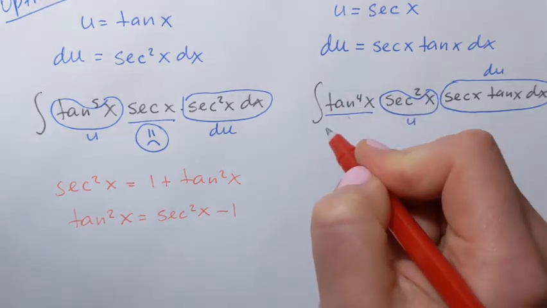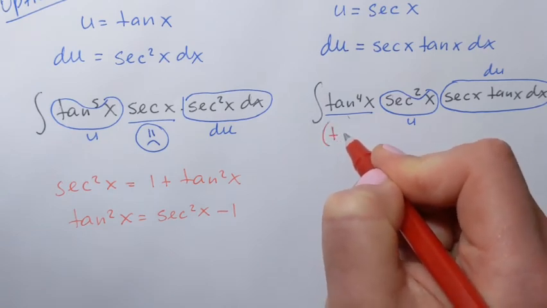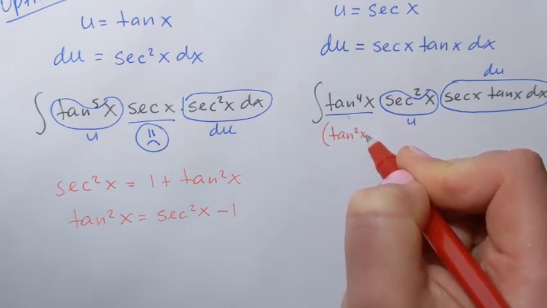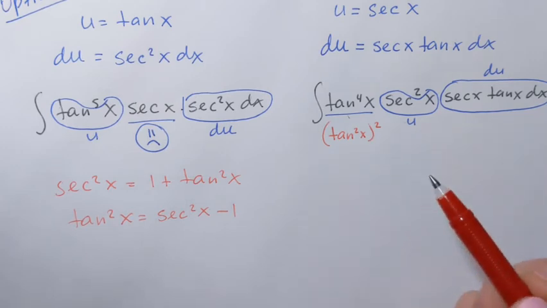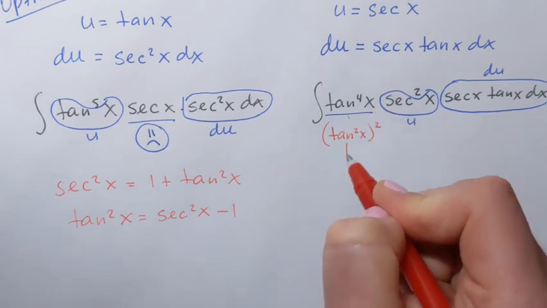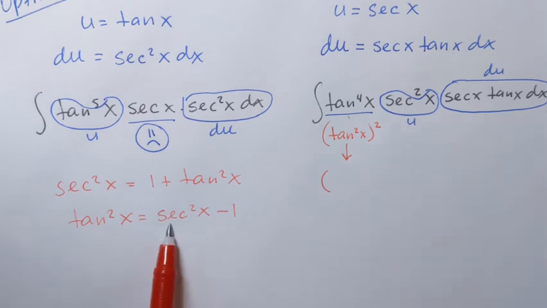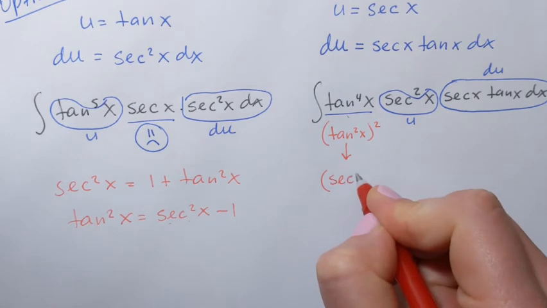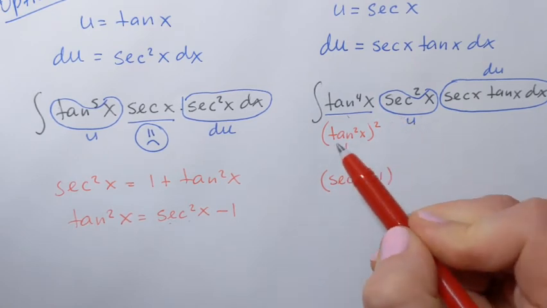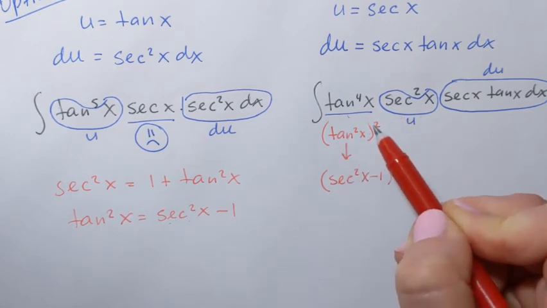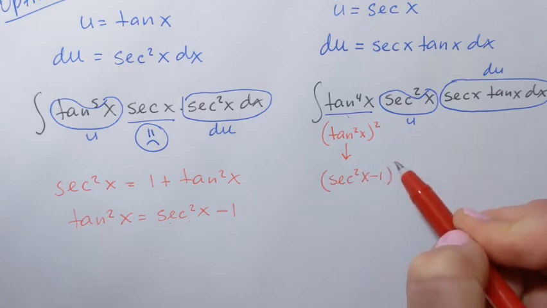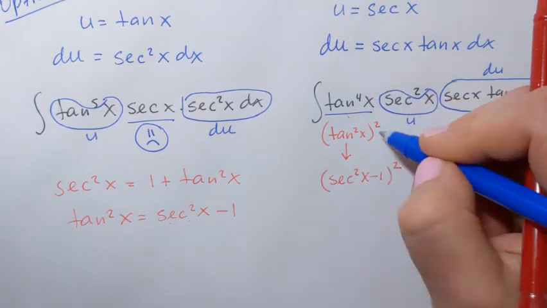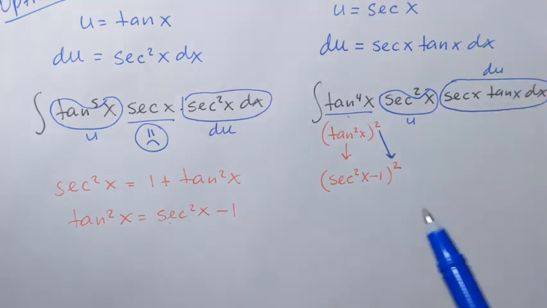Well, that's totally fine, because tangent to the fourth power I can write as tangent squared of x and then squared again. That makes the fourth power, right? And this tangent squared here, I will replace by secant squared of x minus 1 from my identity. Secant squared of x minus 1. Well, since tangent squared was squared, it means that this expression has to be squared, right? So that second power is over here, and that is tangent squared.